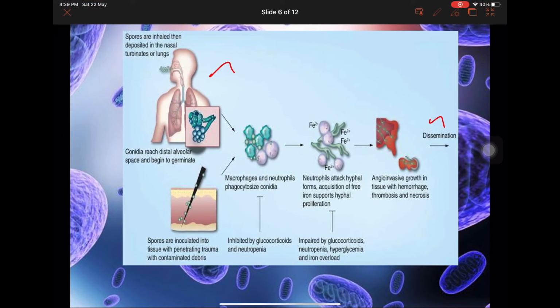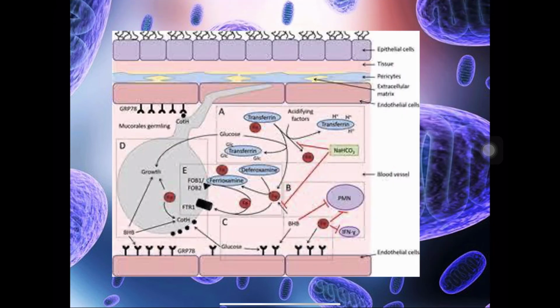here we see the macrophages and neutrophils. It comes, this iron gets sequestrated, and we can see that this is inhibited by glucocorticoids. The phagocytization is inhibited by glucocorticoids and neutropenia, and hyperglycemia, iron overload, glucocorticoid and neutropenia cause acquisition of free iron by the hyphal proliferation. Okay, and here it's a detail.